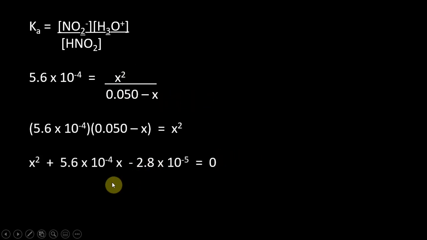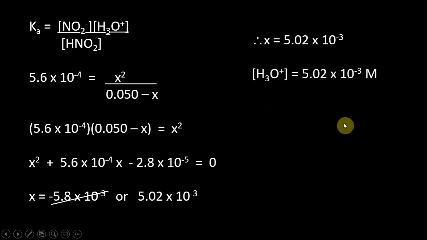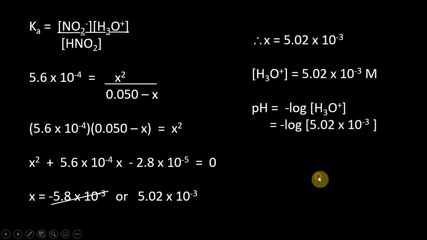Set up the quadratic equation. Solve for x. We get two values, negative 5.8 times 10 to the minus 3 or 5.02 times 10 to the minus 3. We can't have a negative value here, so that one is no good. So the 5.02 times 10 to the minus 3 is the concentration of the hydronium ion. So from that, we can then figure out the pH is the negative log of that, which works out to 2.3.